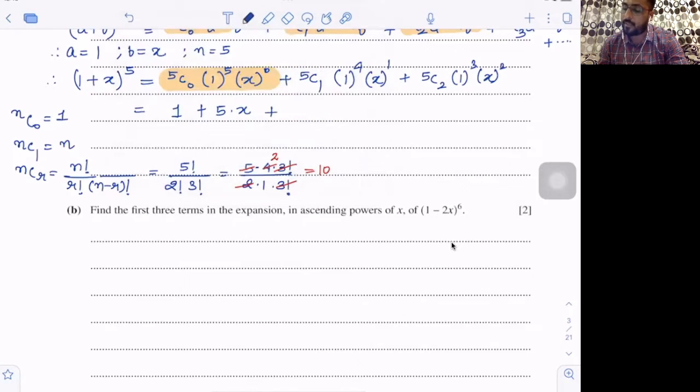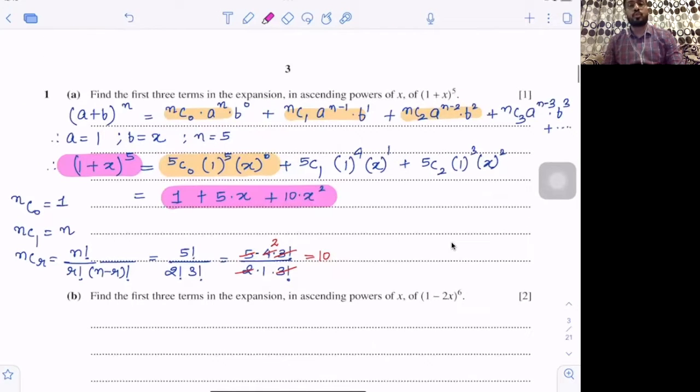So I write here plus 10 multiplied with 1 cube, that's going to be simply 1 multiplied with x square. So that's 10x square. So you can easily understand that the expansion of 1 plus x to the power 5 is coming 1 plus 5x plus 10x square, right students? So you do this and you easily fetch 1 mark for this.